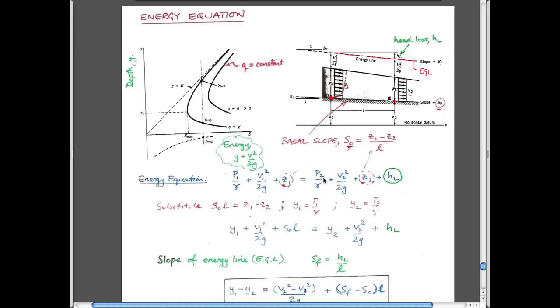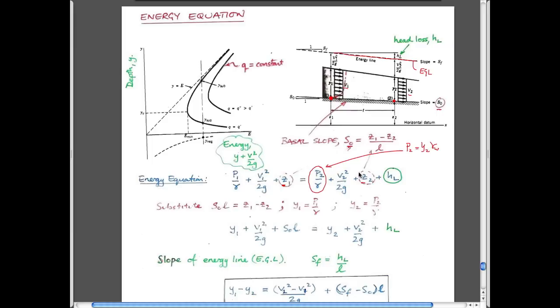What else? The pressure term. We know that the pressure at this point is just going to be the height of water. So the pressure at point 2 is just going to be equal to the depth of water multiplied by the unit weight of water. So we could substitute that in as well.